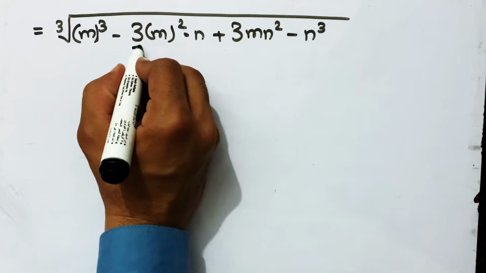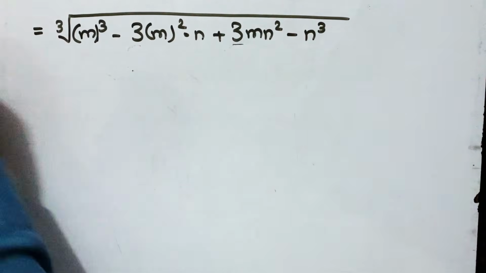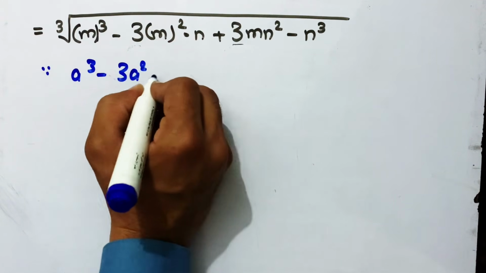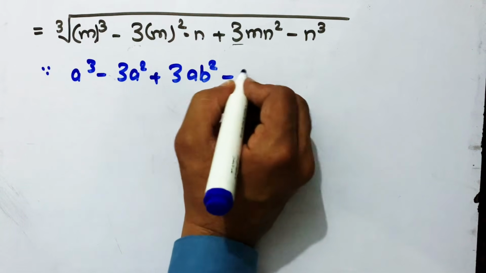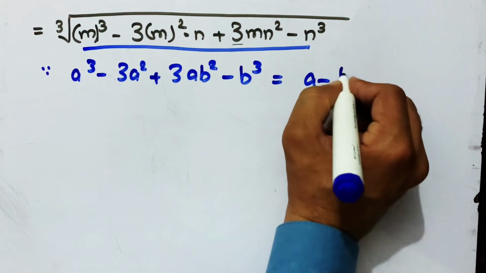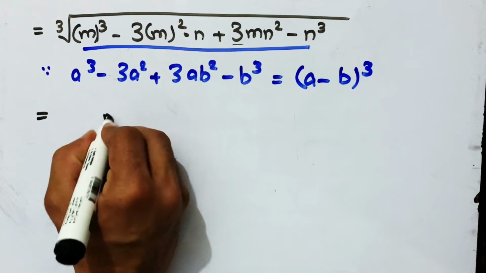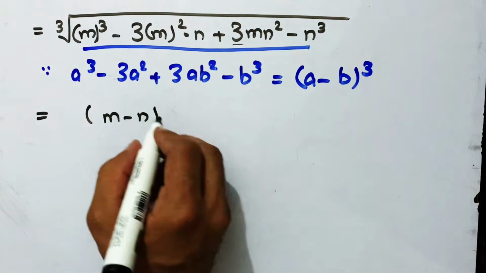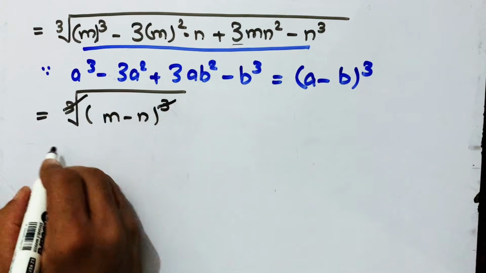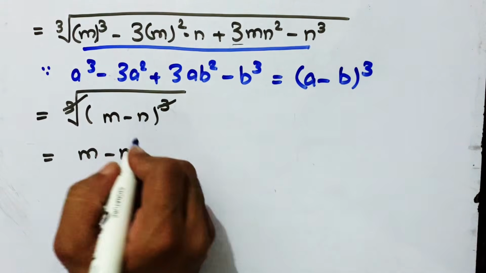This is exactly the formula a cubed minus 3a squared b plus 3ab squared minus b cubed, which equals a minus b whole cubed. So m minus n is a minus b, the whole cubed, and the cube root and the cube cancel out. This means our answer is m minus n.